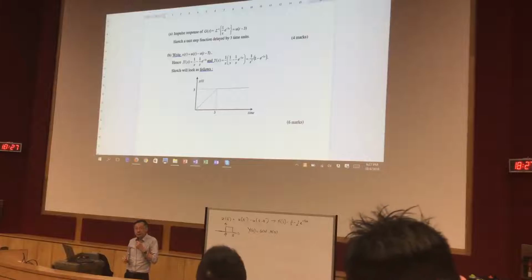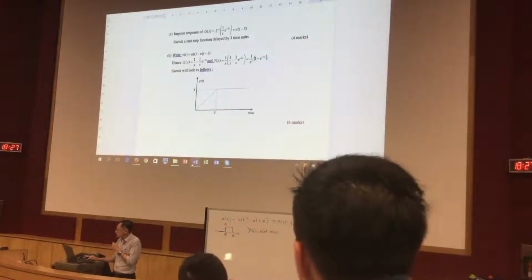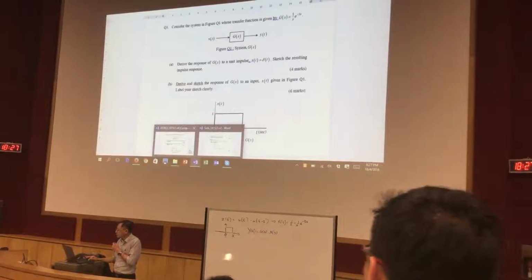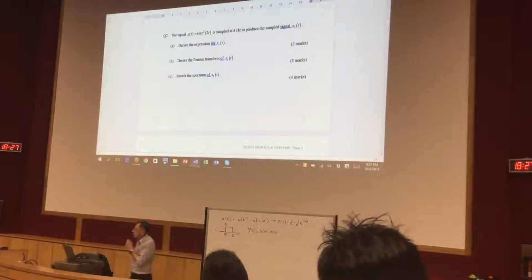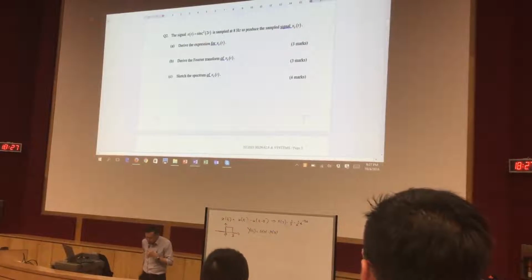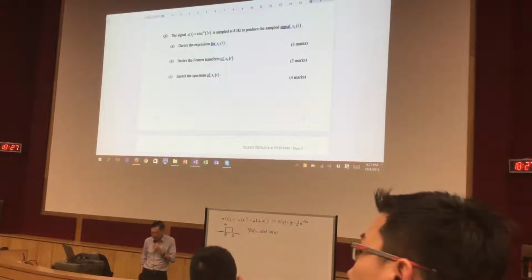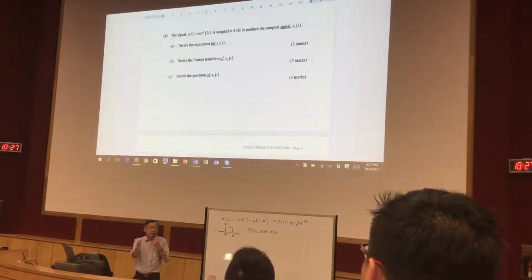Okay, alright, question 2. The signal x(t), which is sinc squared 2t, is sampled at 8 Hz. To produce the sampled signal x_s(t), derive the expression for x_s. Okay, that's straightforward now.